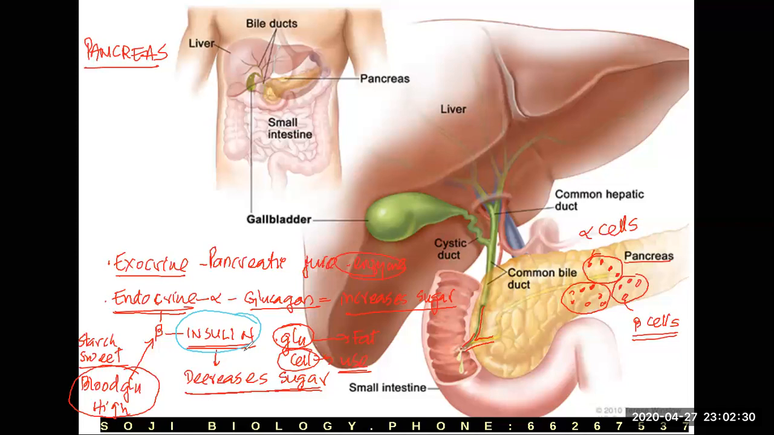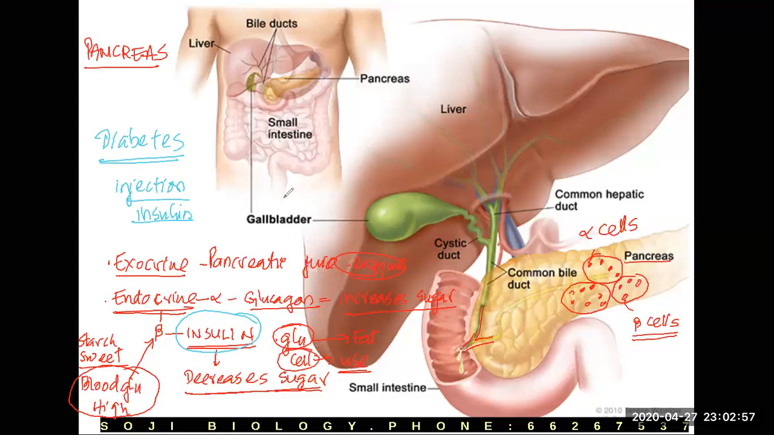What if there's no insulin? You might have heard of this disease. It's called diabetes. People who don't produce insulin have a disease called diabetes, and people with diabetes have to take injections of artificially made insulin, because they don't produce insulin.